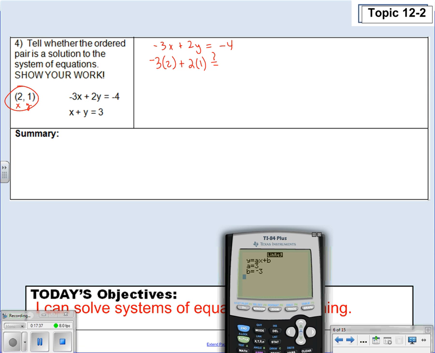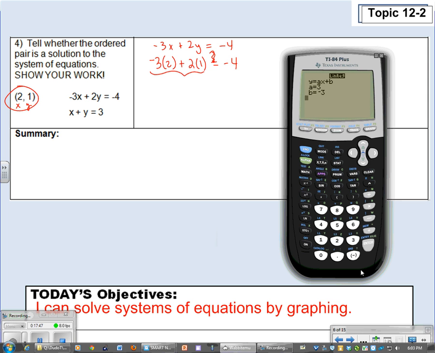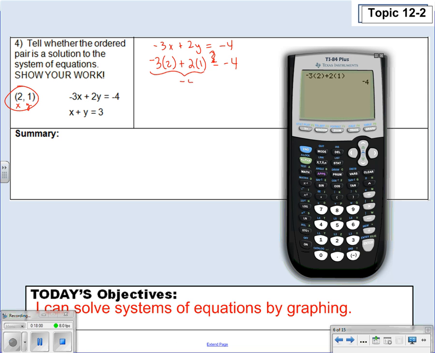And the question is, when I plug that in, does it come out to be -4? That's a question mark. So we're going to put it in the left-hand side of your equation. Type it in exactly how you see it. -3, parenthesis, to close it, plus 2, parenthesis, 1, close it off, and then press enter. We do get a -4, so -4 is equal to -4. That is a true statement. So we do know that that point is on our first line.